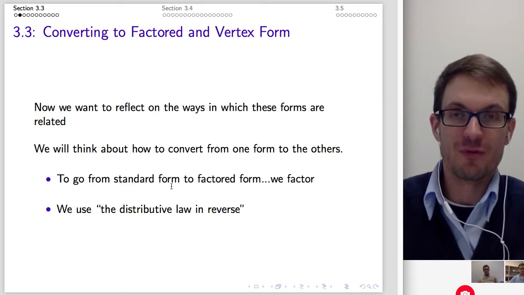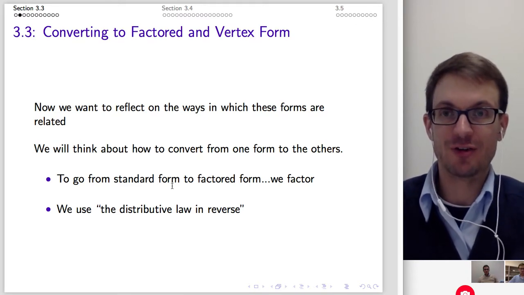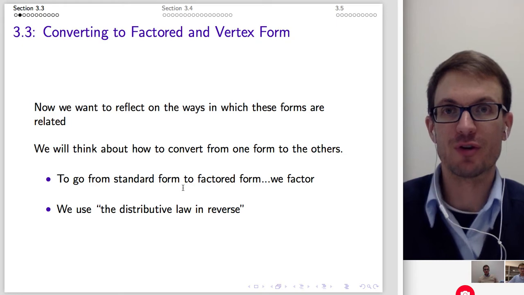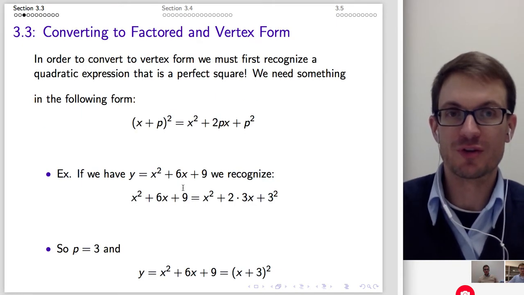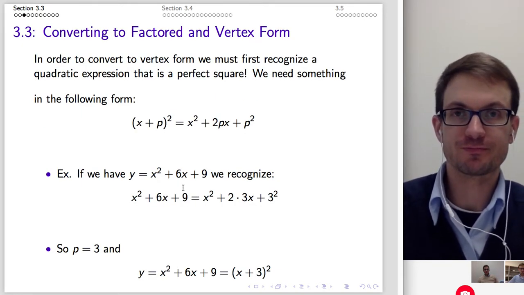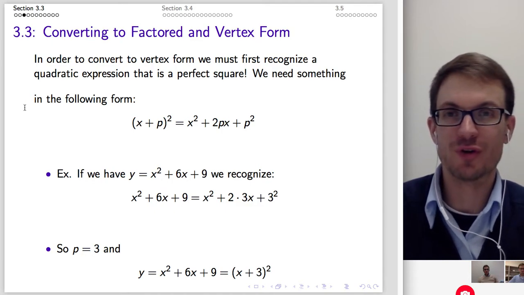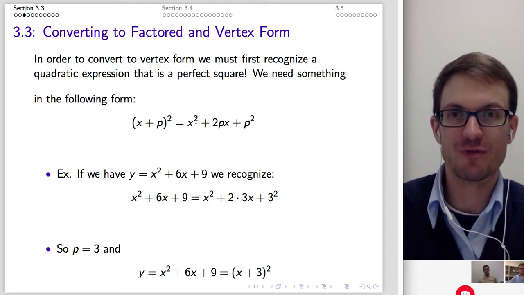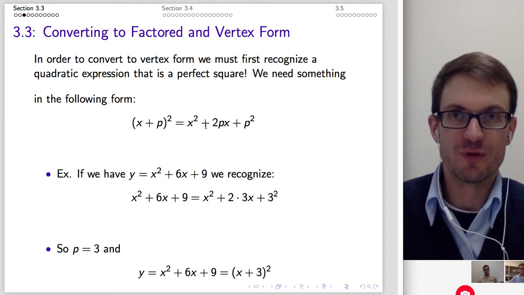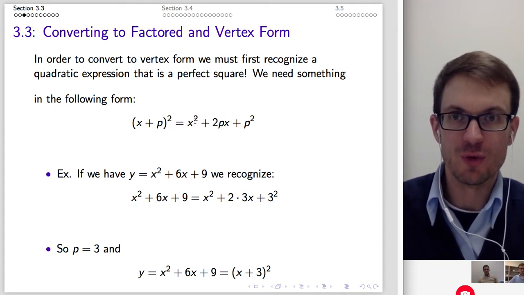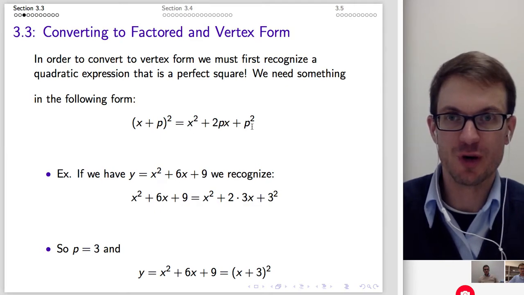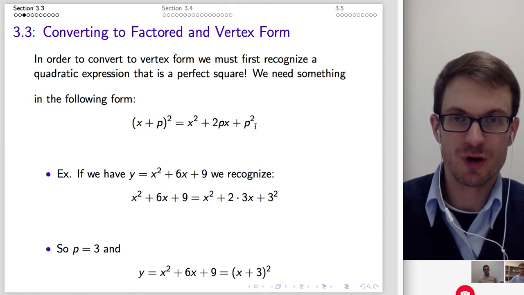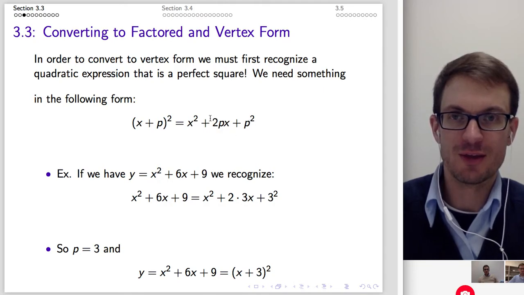To go from standard form to factored form, easy enough, just factor. We're using the distributive law in reverse. So no further explanation until we get to an example. The more interesting one is going to vertex form. So here we need to recognize a quadratic expression that's a perfect square. So what's a perfect square? We have a perfect square trinomial where whatever is this term squared and whatever is this term squared, if you can find the constituent factors, multiply them together, and then multiply by 2, you get the middle term.